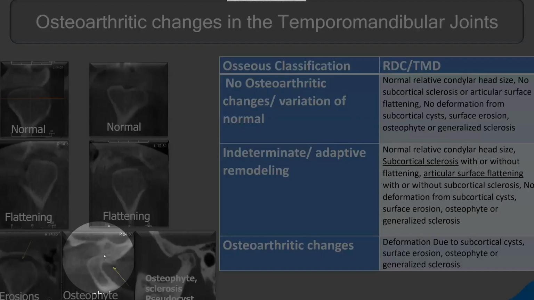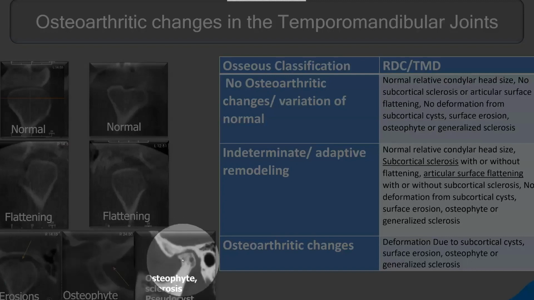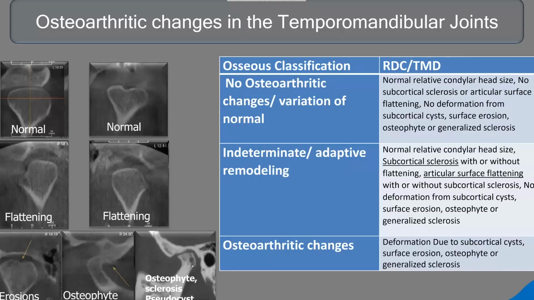We can see that we have bony apposition at the anterior aspect. This is our anterior osteophyte, and it has a bird beak type appearance. In this one, we see generalized sclerosis, anterior osteophyte, and something that looks like a little cyst. This is a subchondral pseudocyst. It is not epithelial lined, and they can spontaneously heal by themselves, but it definitely tells us we have osteoarthritic changes.